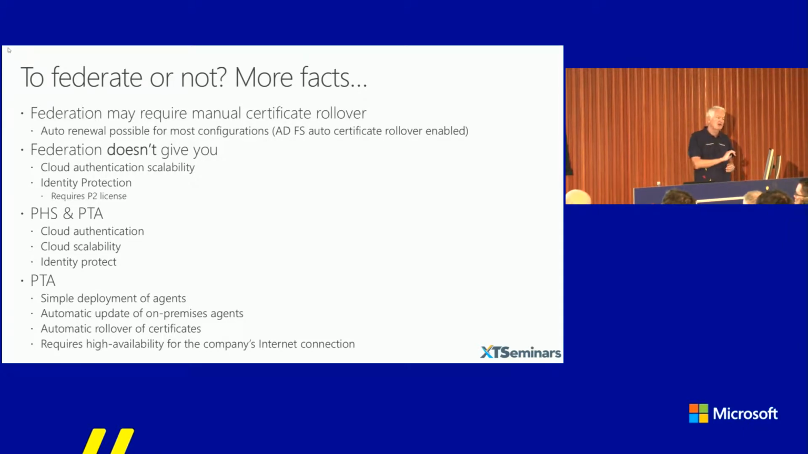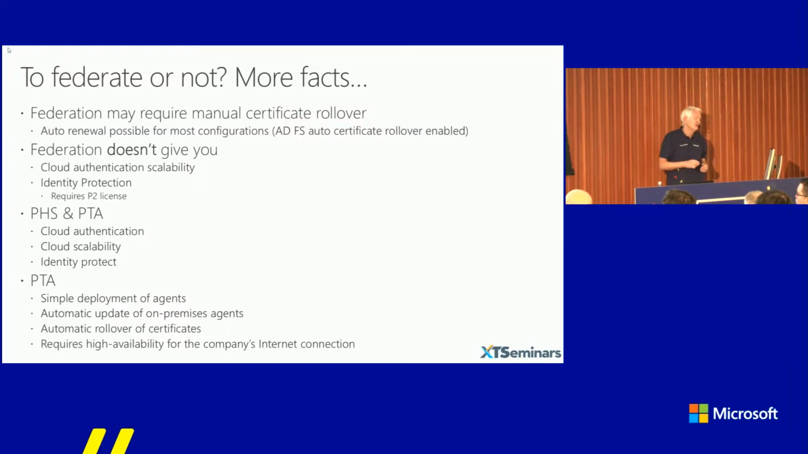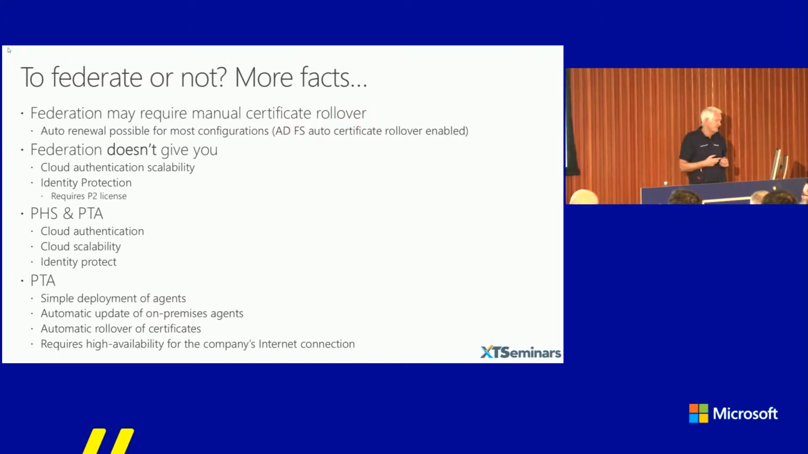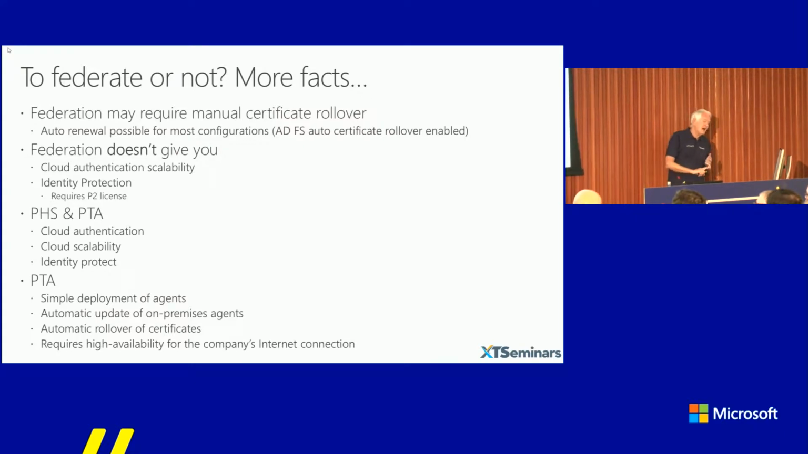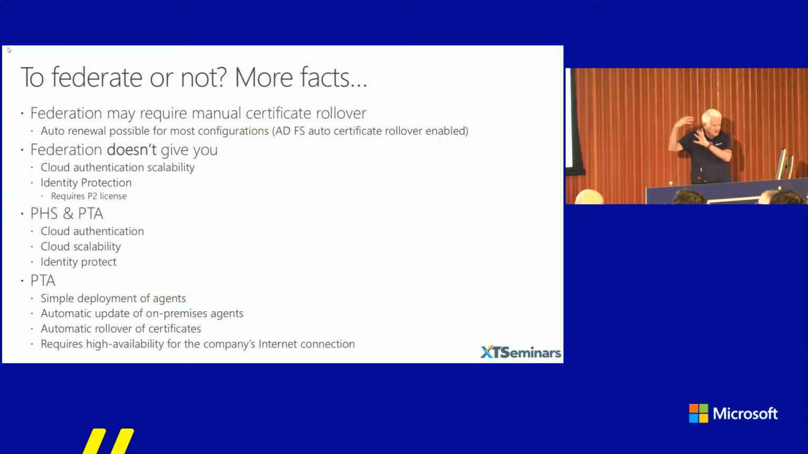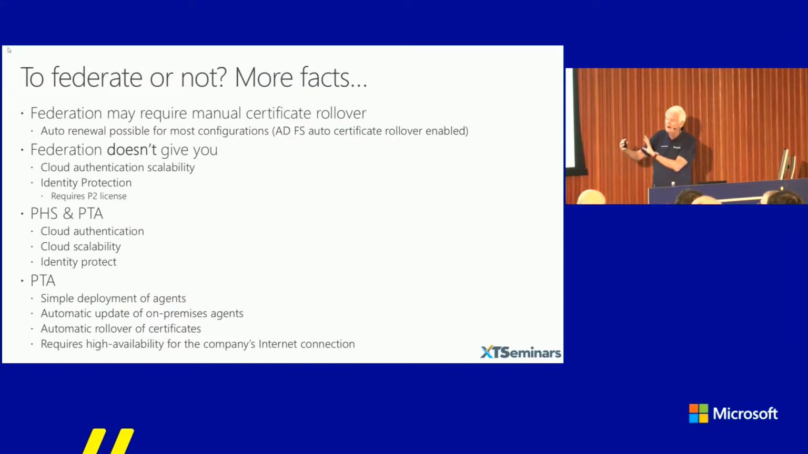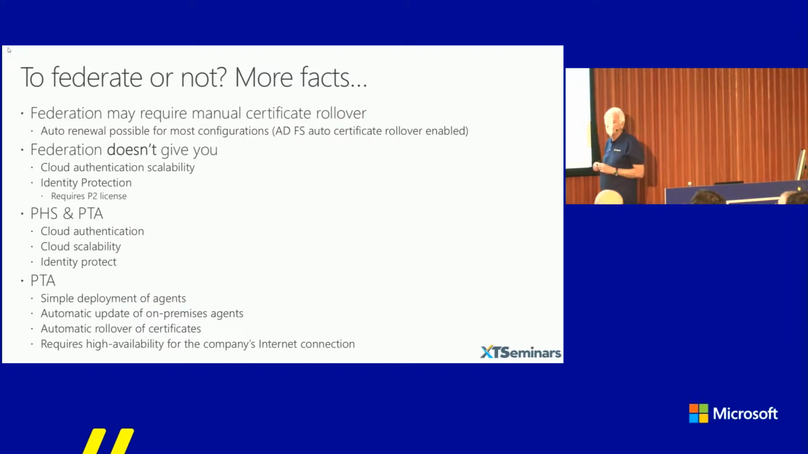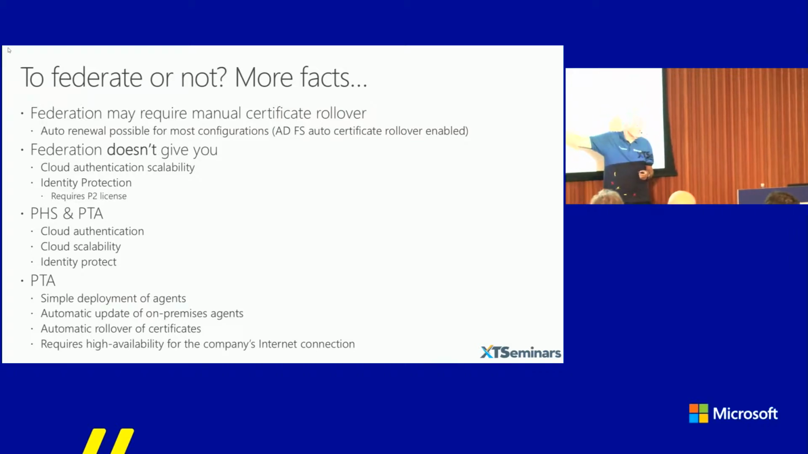But if you're not looking at identity protection, one of the takeaways I say is definitely have a look at what the capabilities are. If we go for password hash synchronization and PTA, you've got cloud authentication, so the authentication is done in the cloud. All right? You've also got cloud scalability, and you've got identity protection.